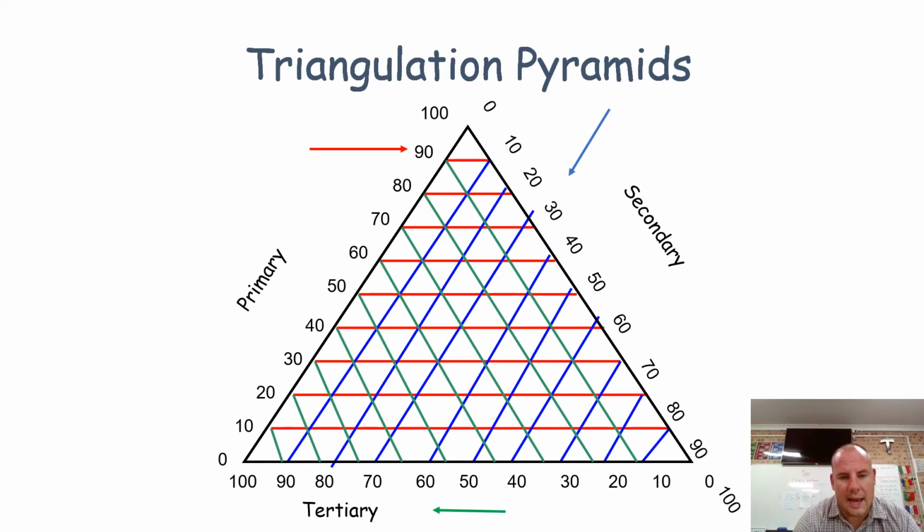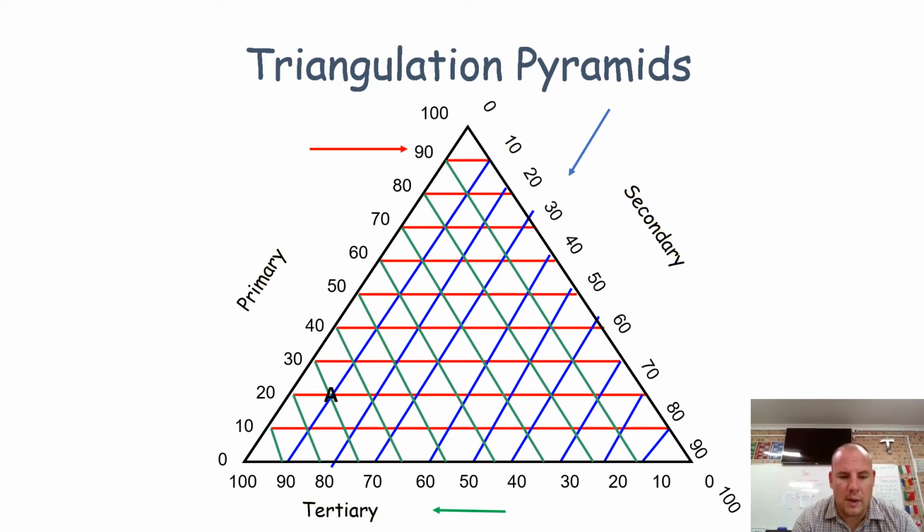Now, when we read a triangular graph, we need to look at the graph very, very carefully. There are three different sides and therefore three different axes. When I'm reading the primary, I'm looking at the red line, so I'm reading across, as you can see from the red lines here. When I'm looking at the secondary, I'm looking at the blue lines going down. Then when I'm looking at the tertiary, I'm reading the green lines. So it's really important that we get our heads around that and understand what we're trying to read, because it's going to be pretty difficult to read the graph if we're unsure about the lines.